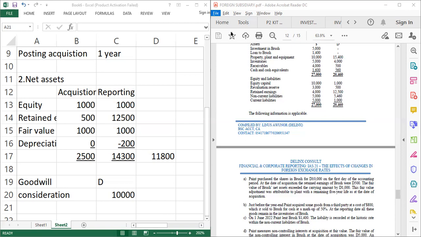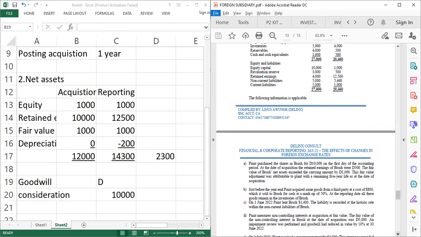Let me make the retained earnings at acquisition 10,000 so that we solve it the way it is. Are you okay? If you do it, it will be the same thing. So let me make this one 10,000. Okay, so let's move on. At the end of the day, it will have the same effect.